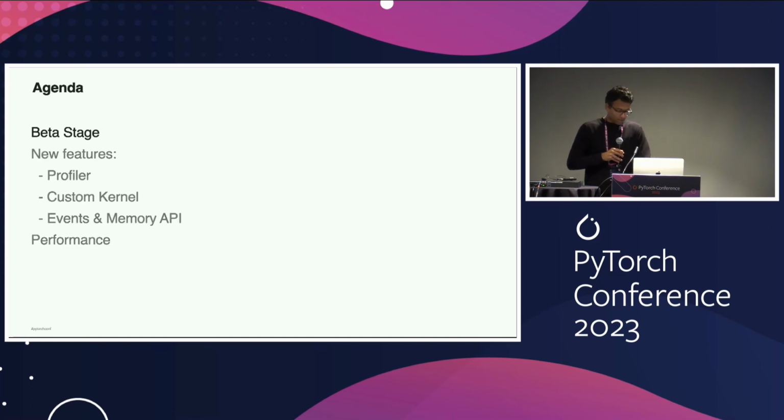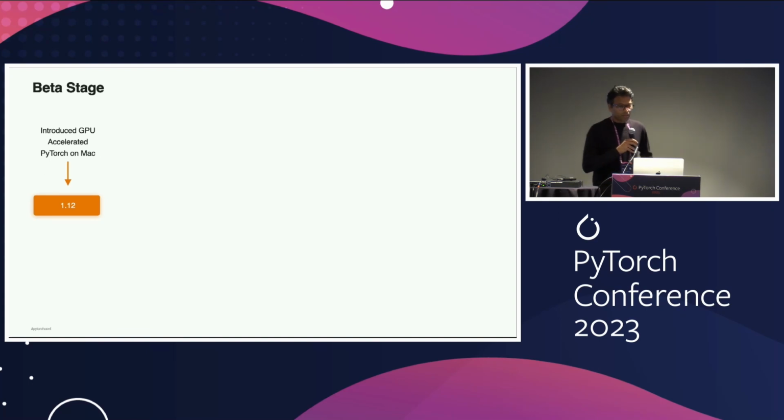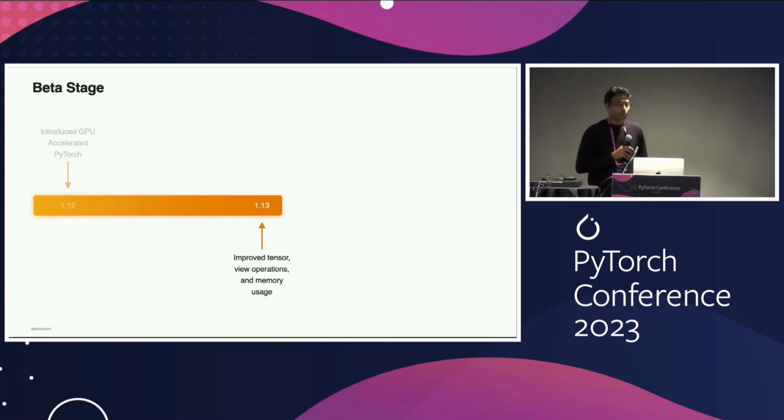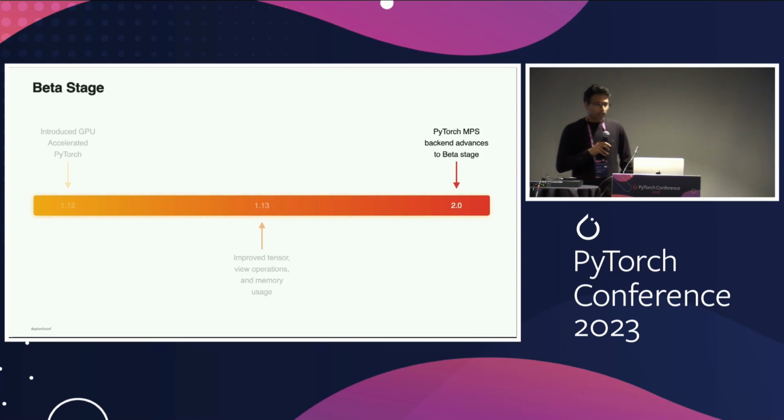Now, starting with the beta stage. Just to recap, the MPS backend started its journey with PyTorch 1.12 last year, when we introduced GPU-accelerated PyTorch on Mac platforms. Since then, multiple improvements have been made for optimizing the memory usage and view tensors. This year, with PyTorch 2.0, the MPS backend has been qualified for the beta stage.